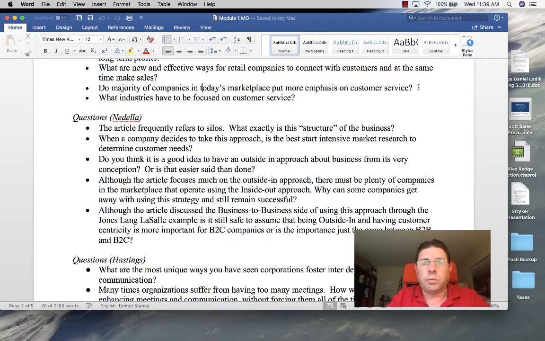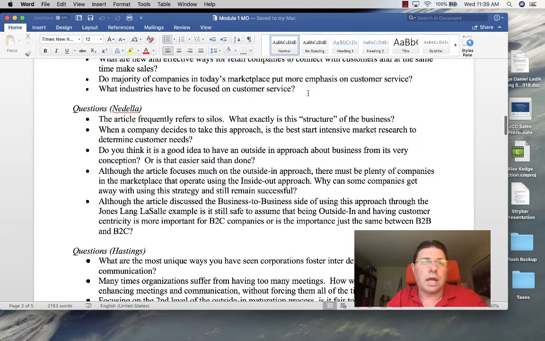Do the majority of companies in today's marketplace put more emphasis on customer service? No. The majority of the firms in today's marketplace are inside out, and they survive despite themselves. And when we have things like financial meltdowns, they don't survive. Look at Saturn. Saturn went under. They tried to emphasize customer service, but even if they emphasize customer service in the dealership, the cars didn't compete with other offerings from other companies, including General Motors' own brands. What industries have to be focused on customer service? What industries do not have to be focused on customer service? If you want to survive and you're not oriented towards the market, I don't know how that's going to happen. I really don't. You need to be MO or you're not going to survive. Period.